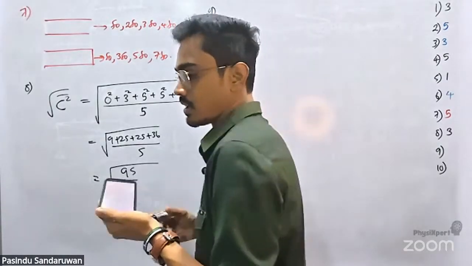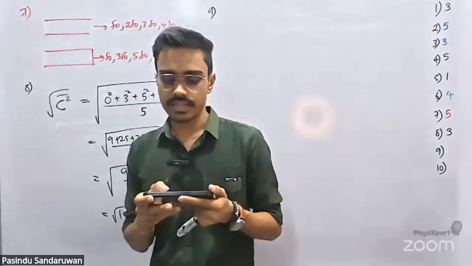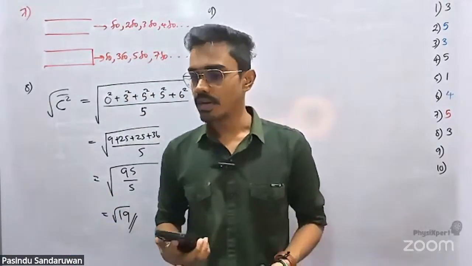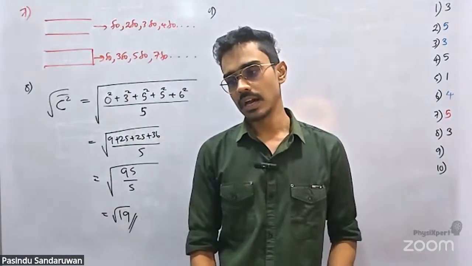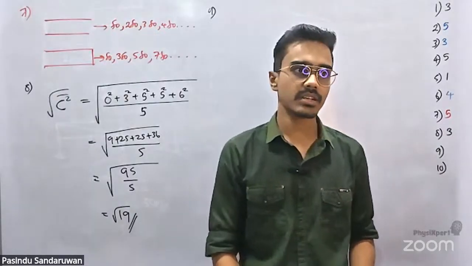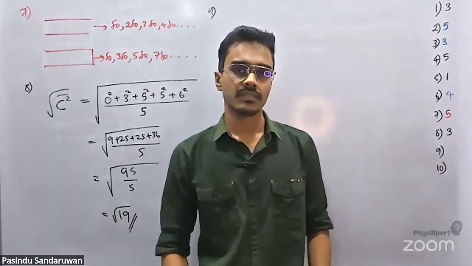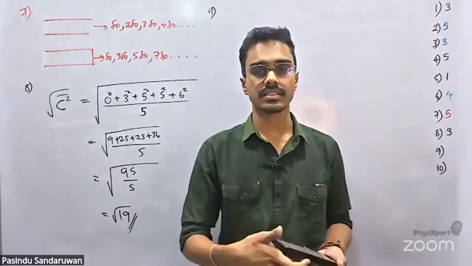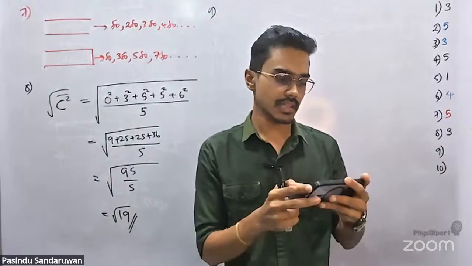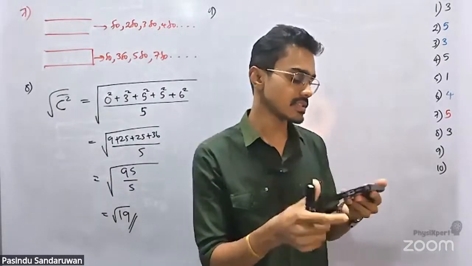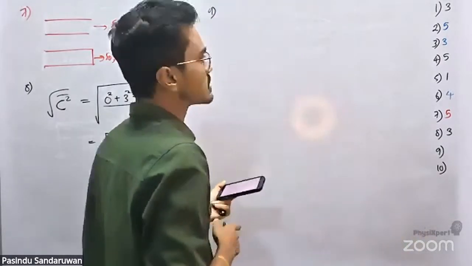Right. The approach is very straightforward because we have only one equation for the variation of resistance with temperature: R theta equals R naught times (1 plus alpha theta). So apply that equation.